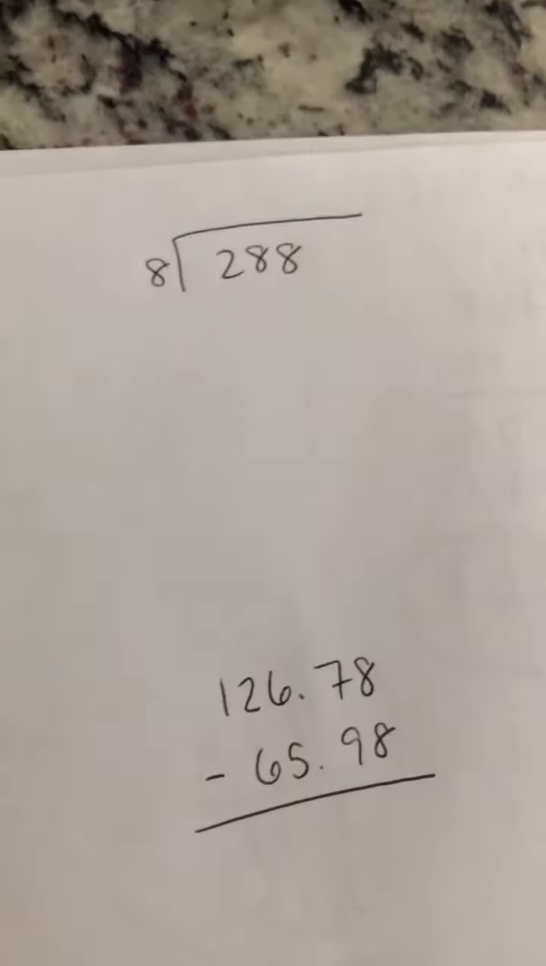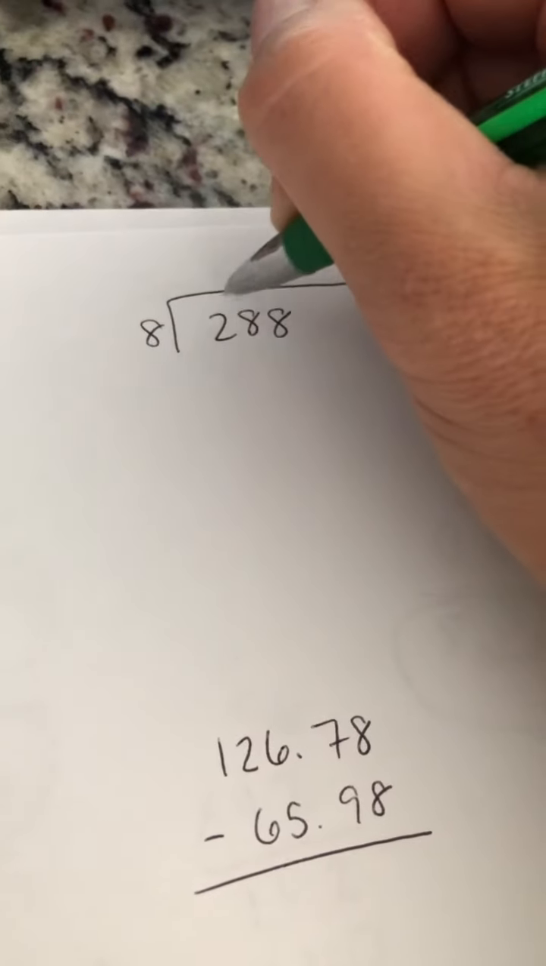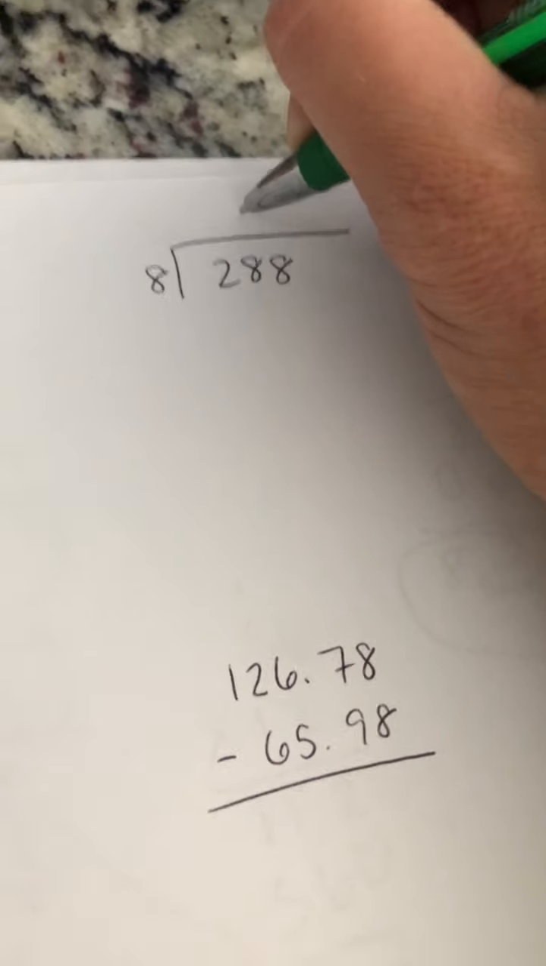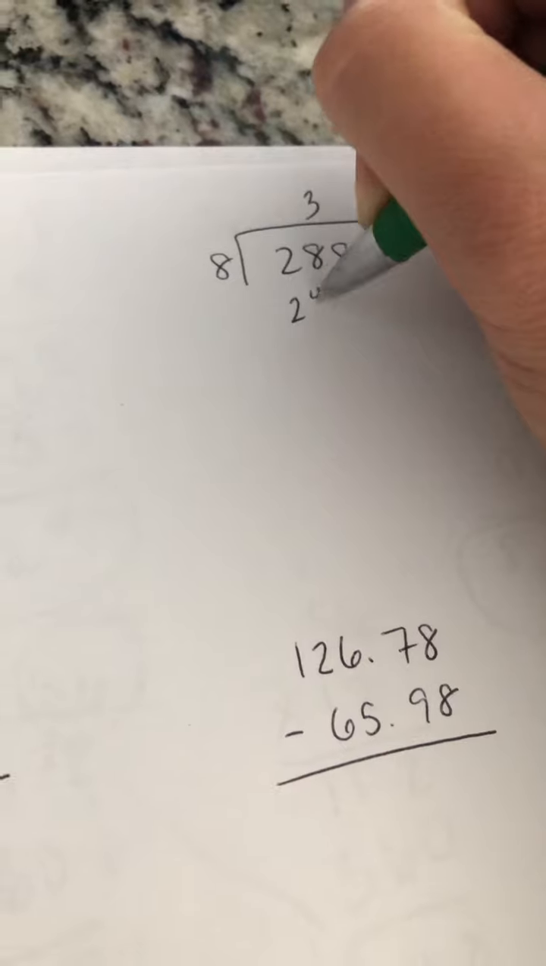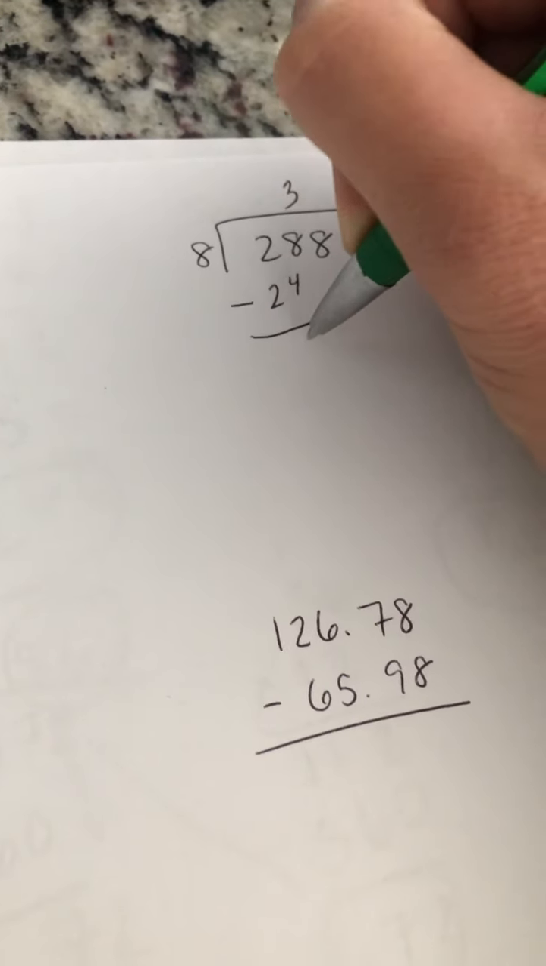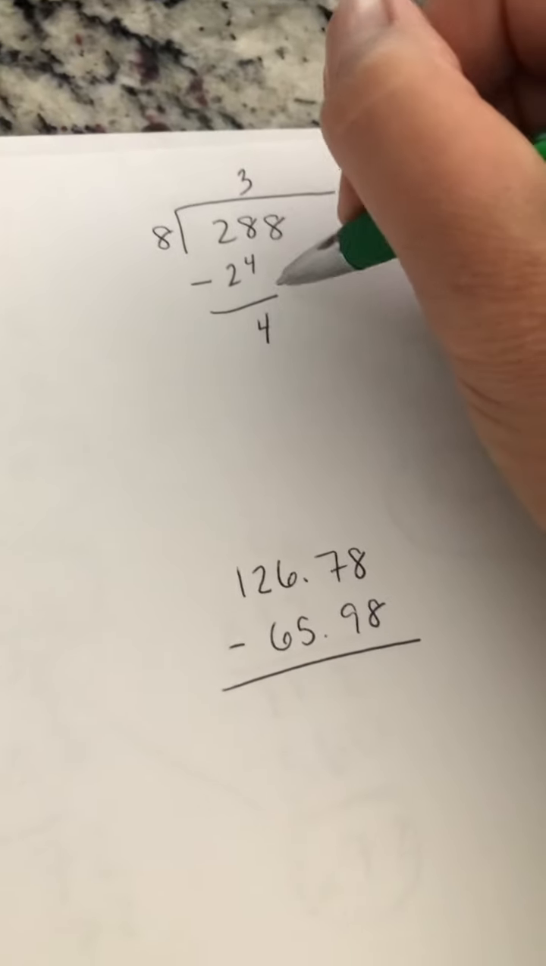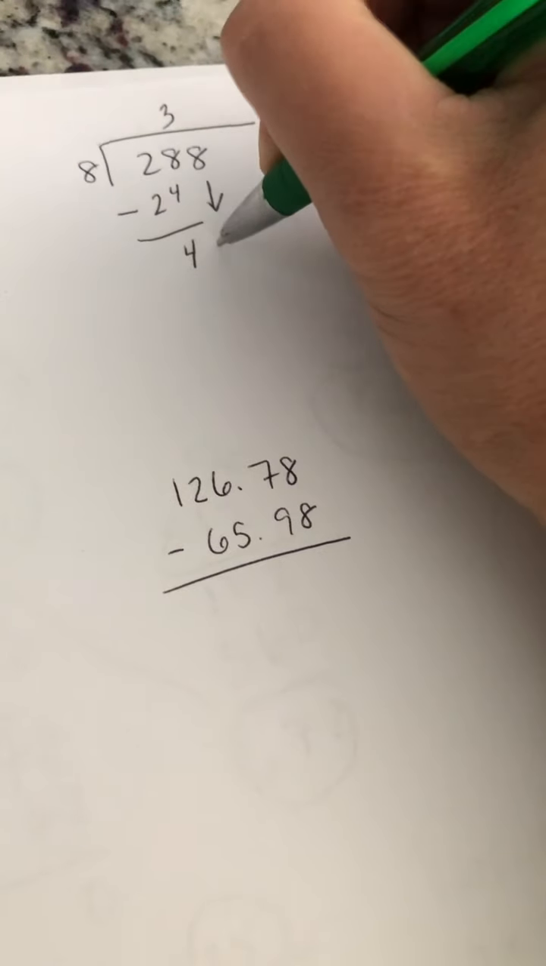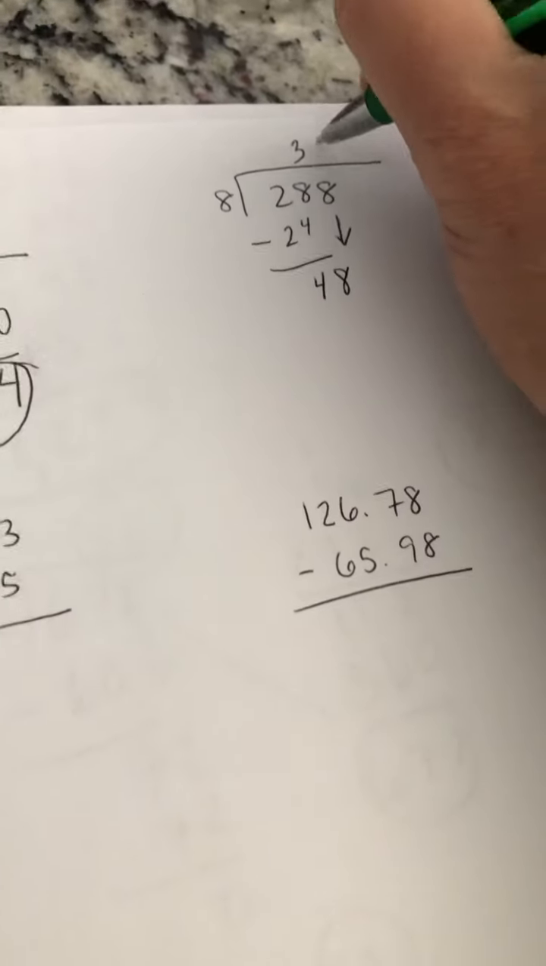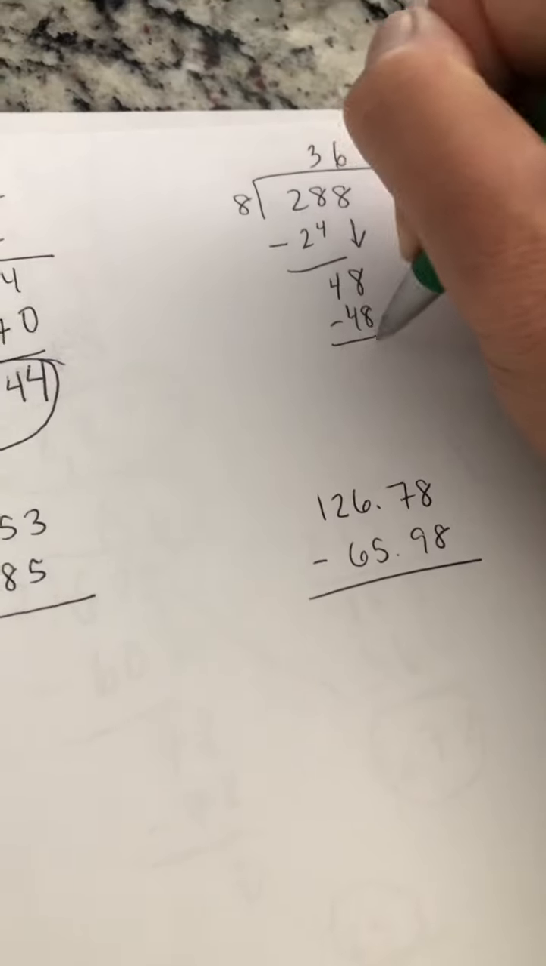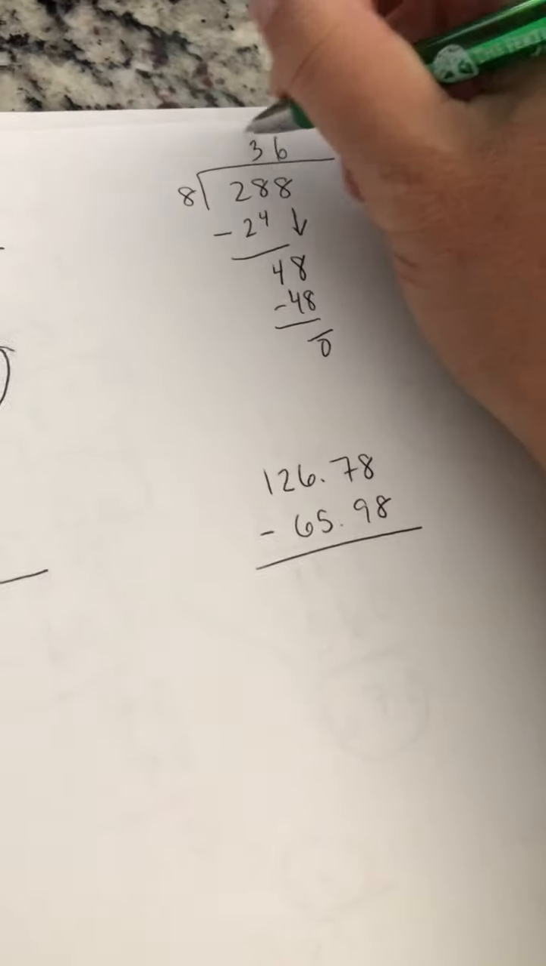All right, find the quotient, 288 divided by 8. I already have that written down. So we've got 8 will go into 2. Nope, 8 will go into 28 3 times without going over. 3 times 8 is 24. All right, 4 is less than 8, but I do have another number to drop down. I know that 8 will go into 48 6 times with a remainder of 0. So 36 should be my quotient.